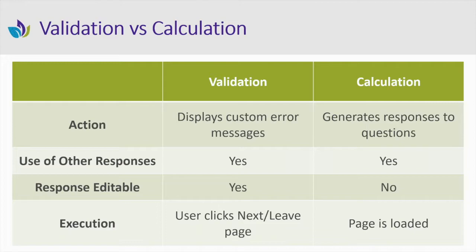And finally, when these code snippets run is going to be different between a validation and a calculation. For a validation, the code will be run when the user tries to leave the page. So whether you have one question in a page or 10 questions in a page, your validations will run when the mobile user hits next. For calculation, it's just the opposite. The code will run as the page is being initially loaded, showing you all the responses to the questions that have been calculated via dynamic operations.